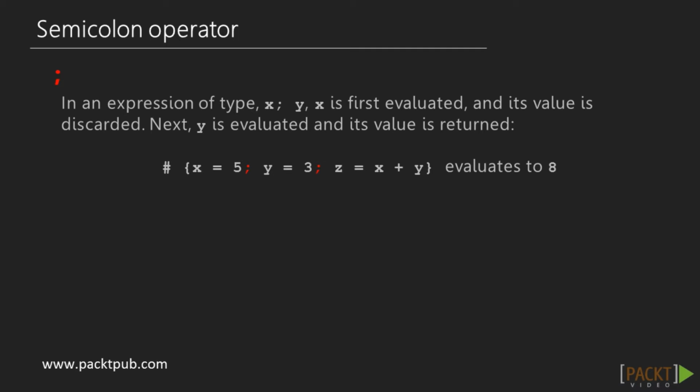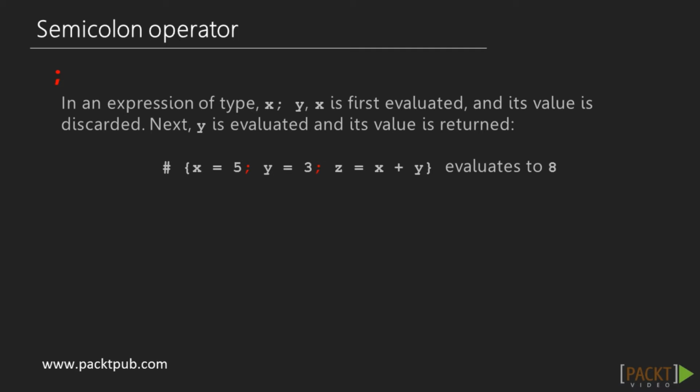For example, we have chained three expressions using semicolon, and the logic will go from left to right like this. First, we assign values to x and y, and after that, we compute the sum of x and y and assign the result to z. So z is equal to 8.